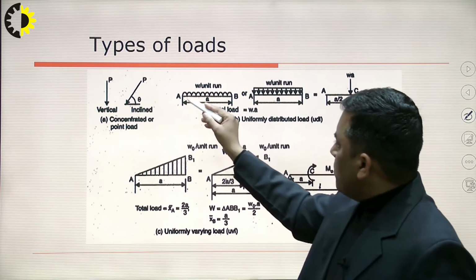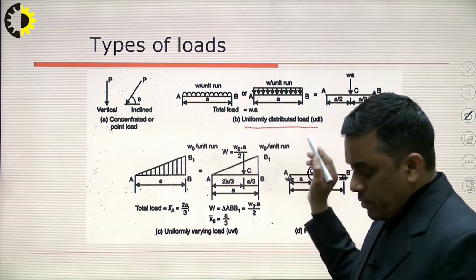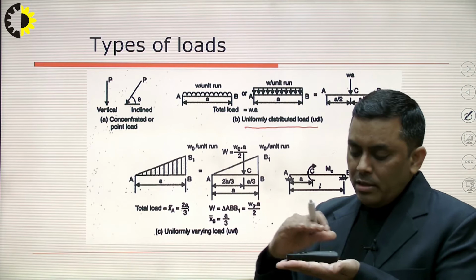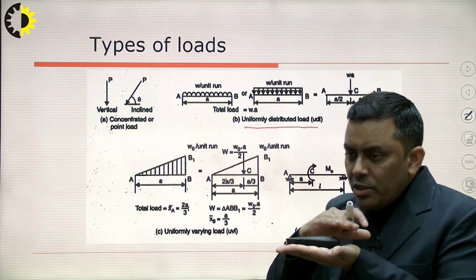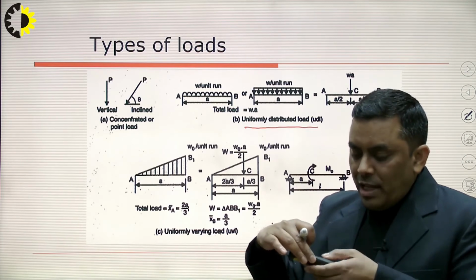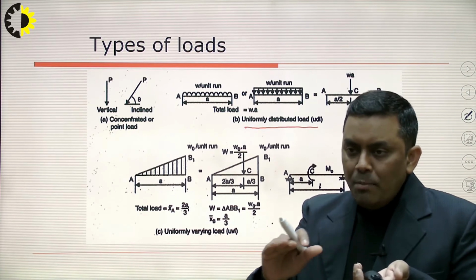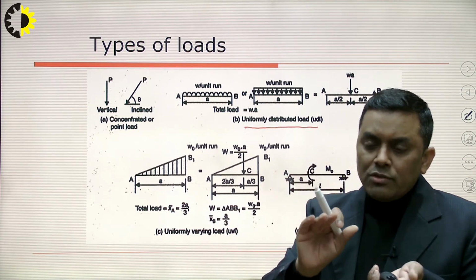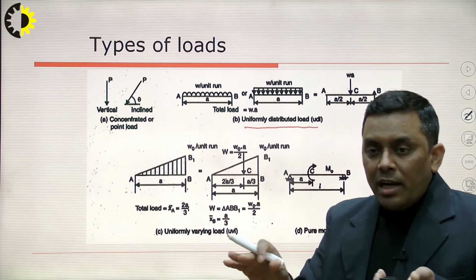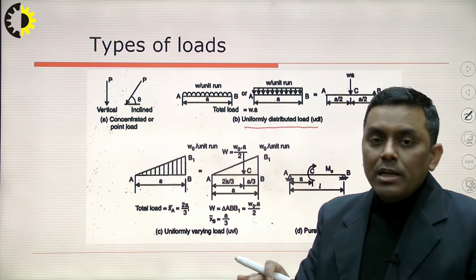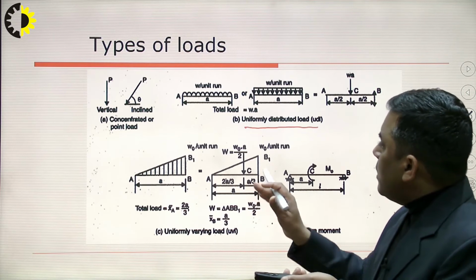But when we are dealing with uniformly distributed load, it means on the entire length or partial length of the beam, the load is distributed uniformly. Say for example, if on a table some identical books are spread, then obviously the load distribution from the books on the entire length and width of the table will be uniform. So this type of loading is known as uniformly distributed load.